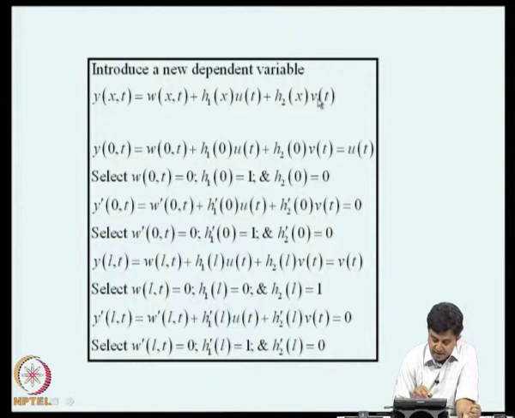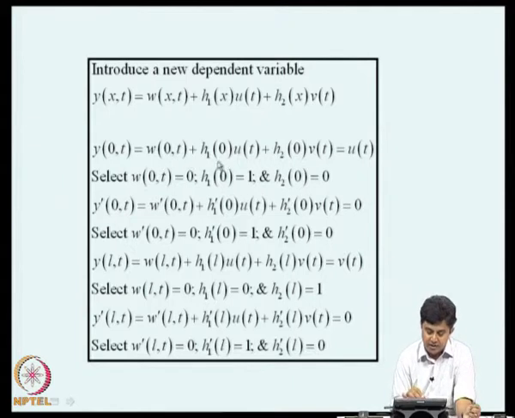So, now you look at the boundary condition at x equal to 0. We get y of 0 comma t is w of 0 comma t plus h1 of 0 u of t plus h2 of 0 v of t, and this must be equal to u of t. We can satisfy this requirement by taking w of 0 comma t as 0, h1 of 0 as 1, and h2 of 0 as 0.